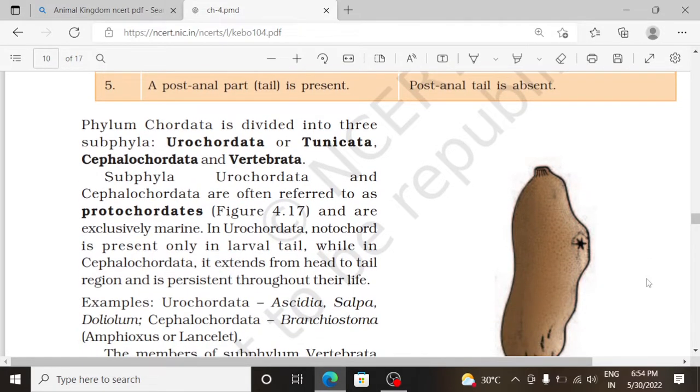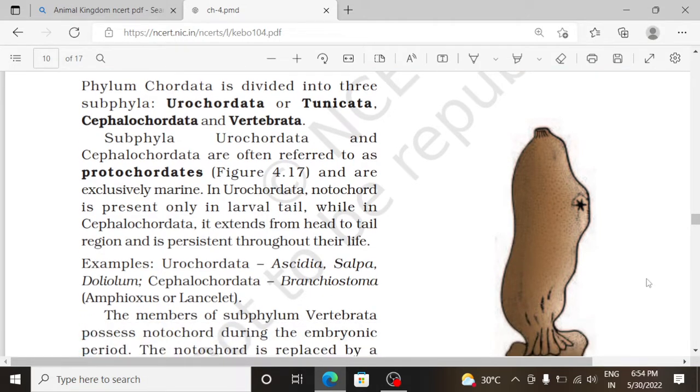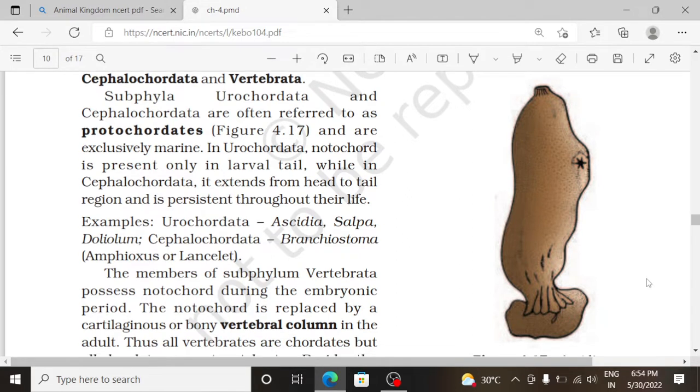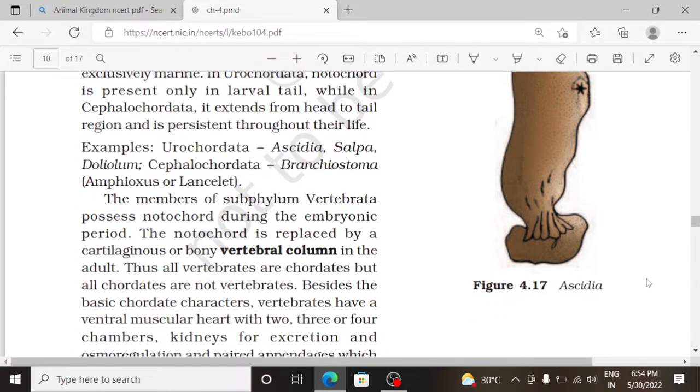Now, Phylum Chordata is divided into three subphyla: Urochordata or Tunicata, Cephalochordata and Vertebrata. Subphyla Urochordata and Cephalochordata are often referred to as protochordates and are exclusively marine. In Urochordata, notochord is present only in larval tail, while in Cephalochordata it extends from head to tail region and is persistent throughout their life. Examples: Urochordata, Ascidia, Salpa, Doliolum.